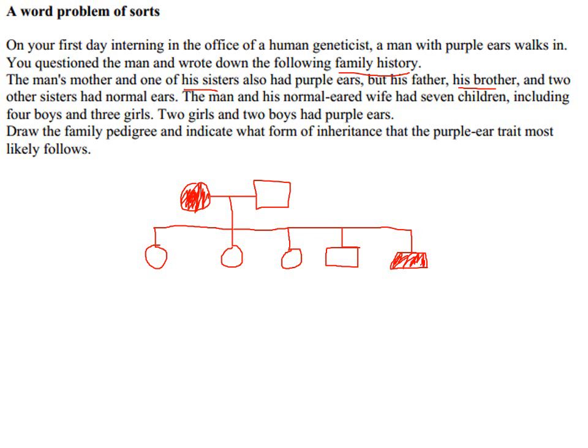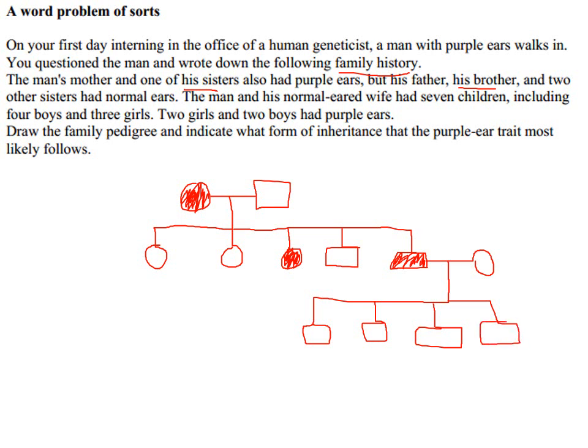He said everyone in his family is normal except for him and his mother and one of his sisters. So we'll just color this sister in here. He says that he has a normal eared wife, so we'll draw her over here. They have 7 kids, 4 boys and 3 girls, so we'll draw them in. So 4 boys, and then 3 girls.